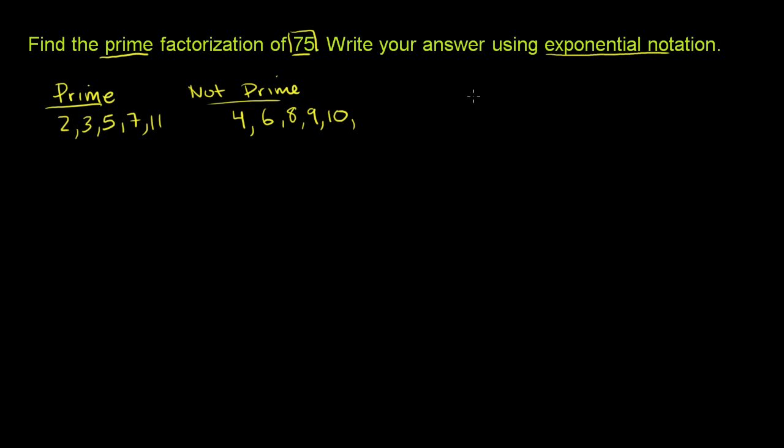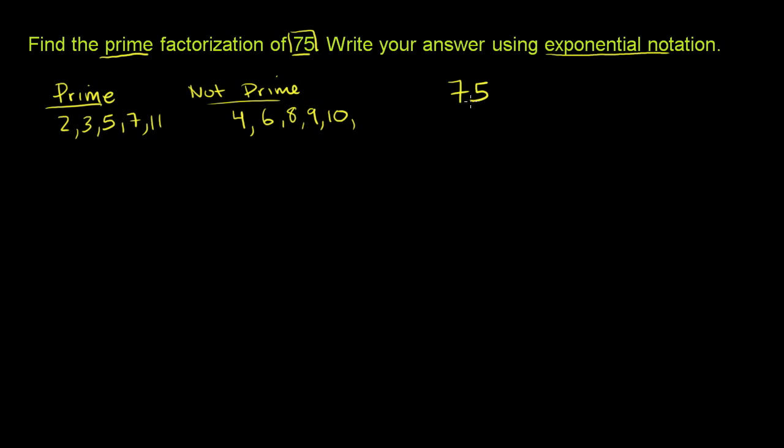So let's try to do that. So we're going to start with 75. And I'm going to do it using what we call a factorization tree. So we first try to find just the smallest prime number that will go into 75. Now, the smallest prime number, 2. Does 2 go into 75? Well, 75 is an odd number. Or the number in the ones place, this 5 is an odd number. 5 is not divisible by 2. So 2 will not go into 75.